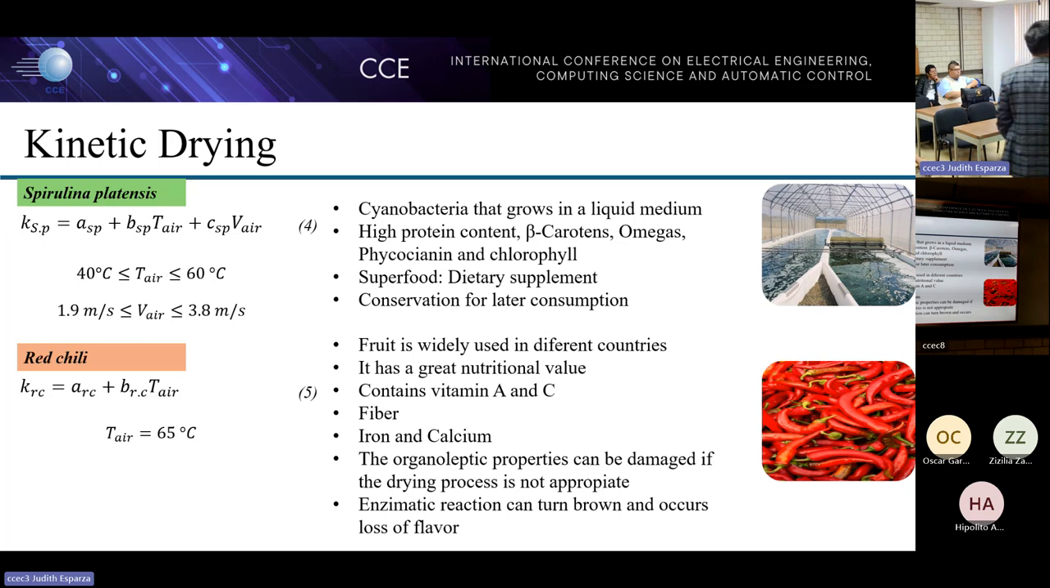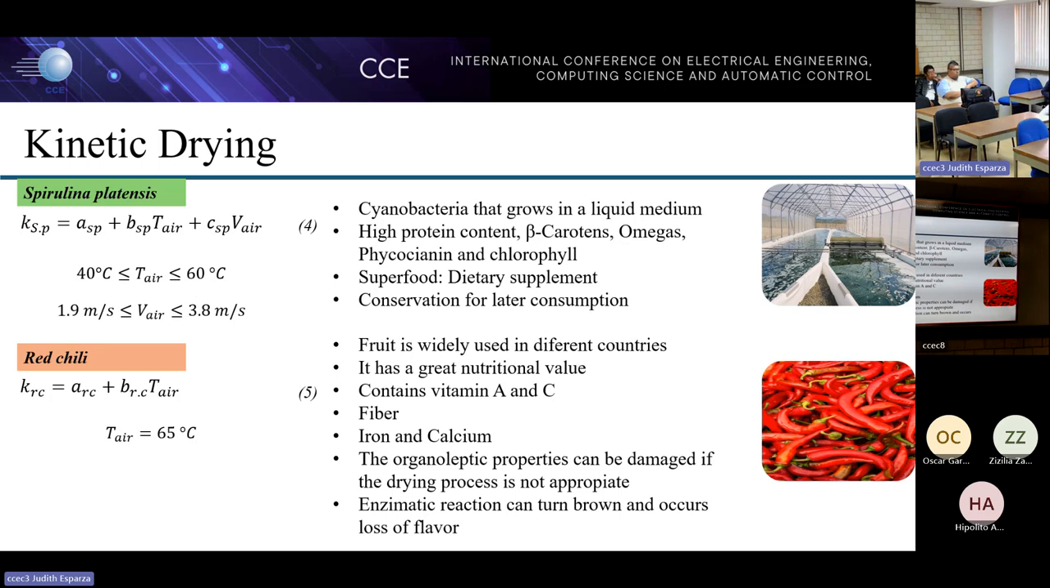Why dry these products? Because spirulina is a cyanobacteria that grows in a liquid medium. This product has high protein content, beta carotene, omegas, phycocyanin, and chlorophyll. It's considered a superfood.